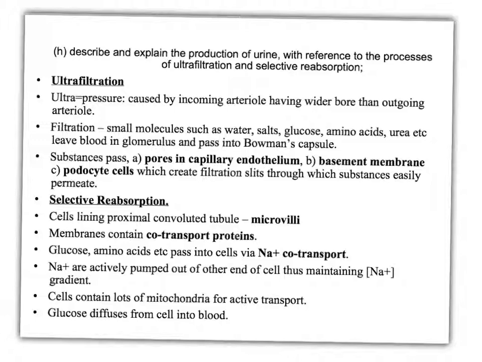Wrapped around the endothelial cells is this structure called a basement membrane, which is like a meshwork of collagen fibres, which acts as the filtering membrane, which prevents large molecules and cells, etc., passing from the blood into the filtrate. Then wrapped around the basement membrane are these specialised podocyte cells, and the gaps between podocyte cells create what we call filtration slits, which allow filtered substances to easily pass into the Bowman's capsule.